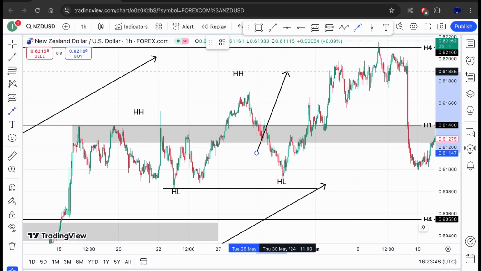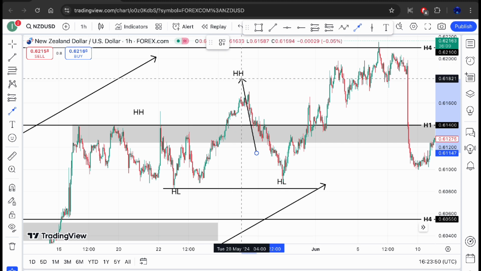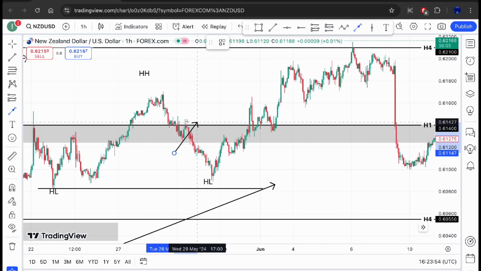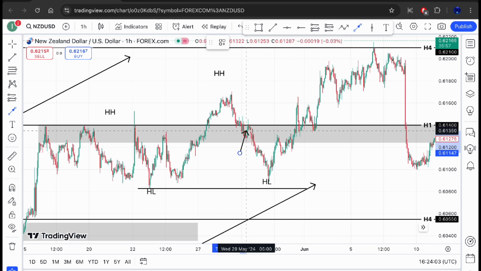Price broke through our last higher high, from a new higher high right here. It came back to our zone, but sadly for us, it didn't give us any confirmations here. I'm going to show you guys. You can see that price truly didn't give confirmation. Remember guys, if you don't have a confirmation, do not enter a trade. So price didn't give any confirmation here.